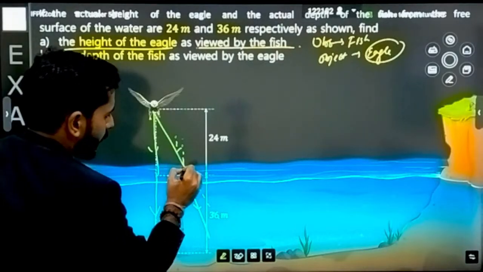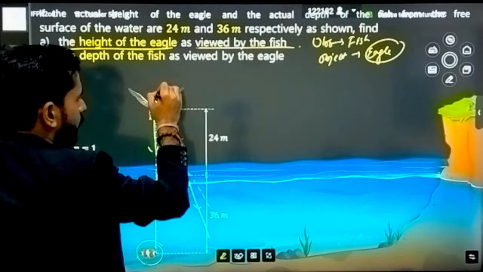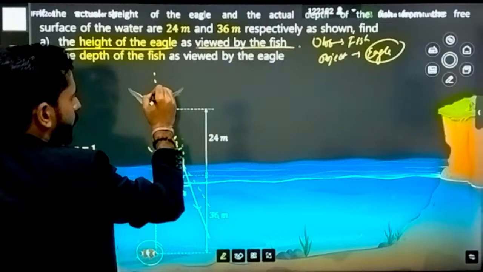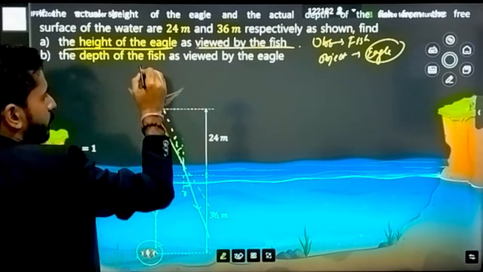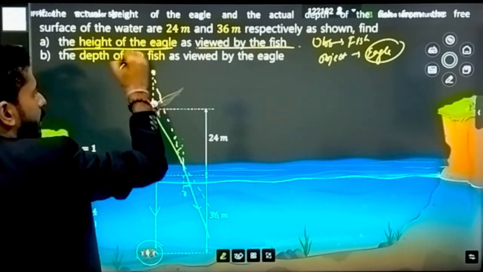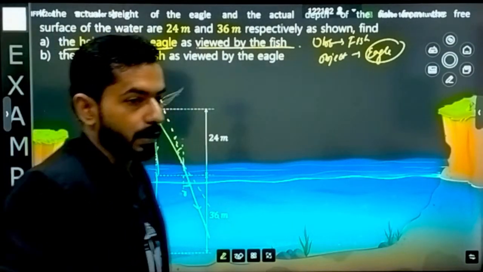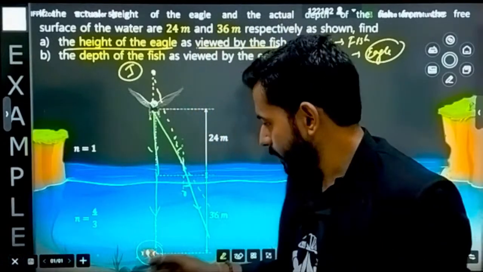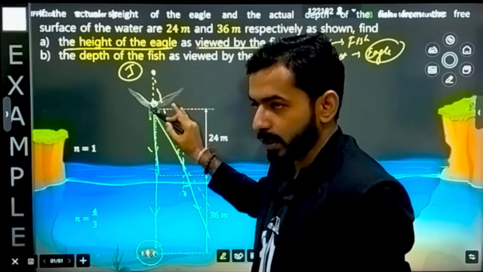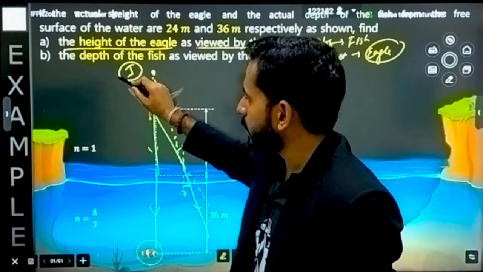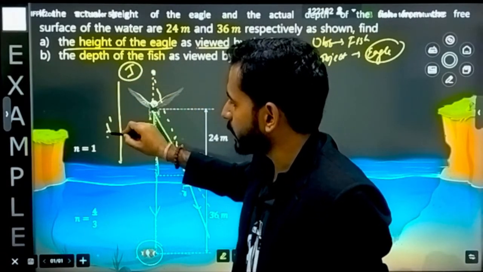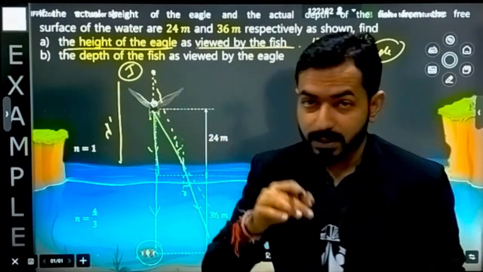So if I extend this ray and this ray backward, I can say this is the point of intersection for both these refracted rays, and I will name this point the image point. That means for the fish, here is the actual eagle, but it is looking farther than the actual eagle. This distance is called what? D dash. D dash is what?